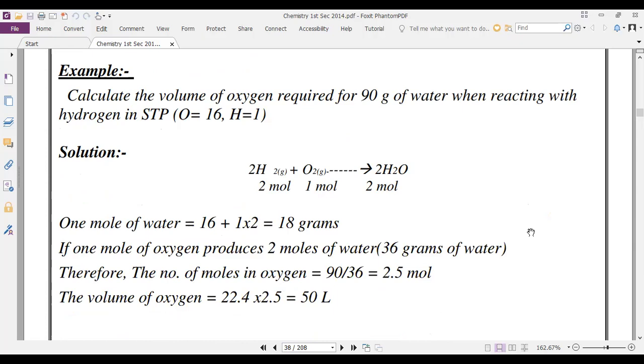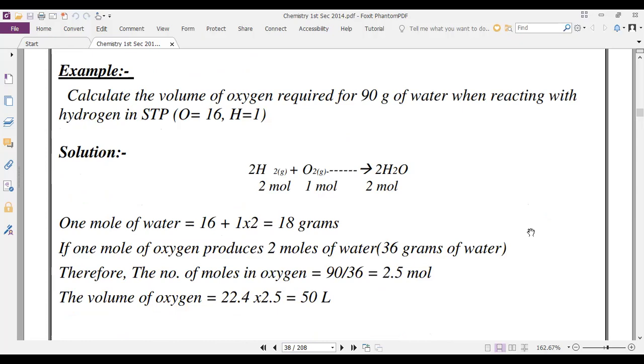Calculate the volume of oxygen gas required for 90 gram of water when reacting with hydrogen at STP, where O equals 16 and hydrogen equals what?